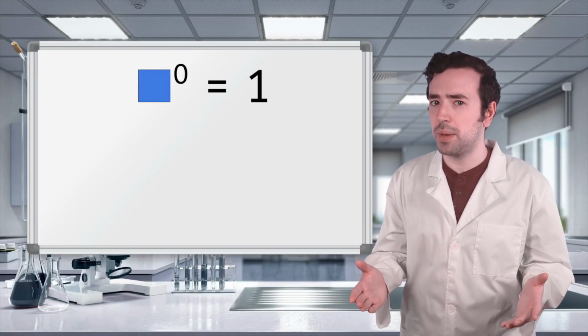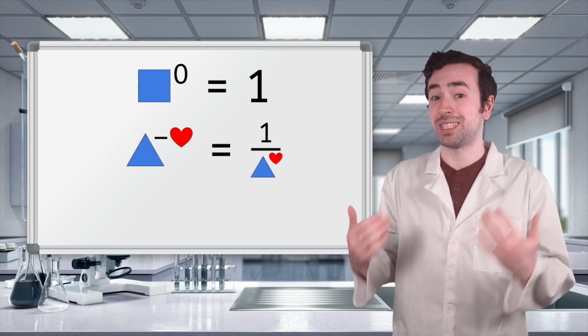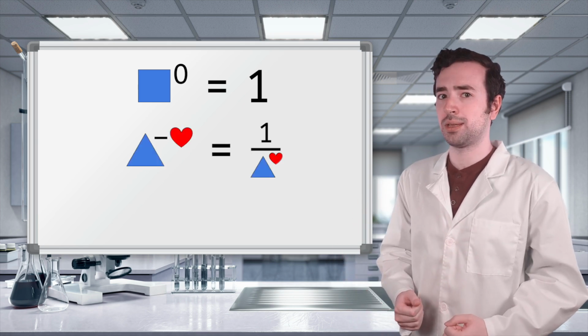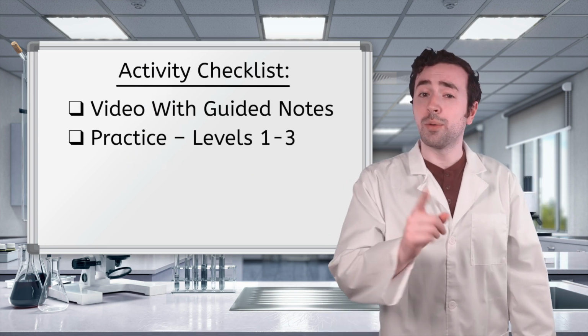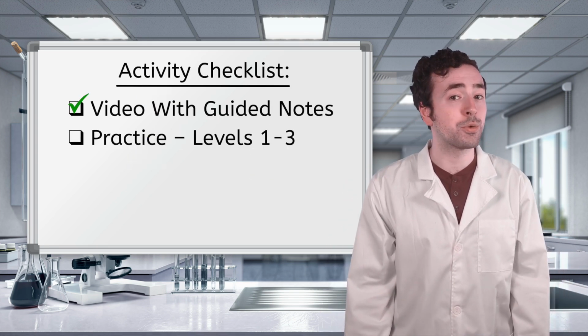Thanks for joining me in the lab and checking out those bacteria today. With your help, we discovered any base to the power of 0 equals 1, and negative exponents create reciprocals with positive exponents. I'm headed back to my lab station, and while I do that, you finish up your guided notes and complete practice levels 1 through 3.